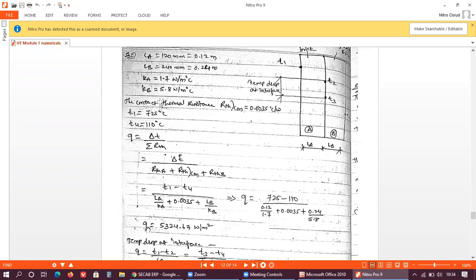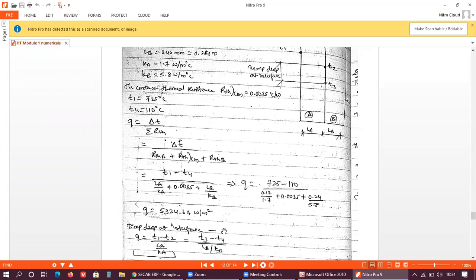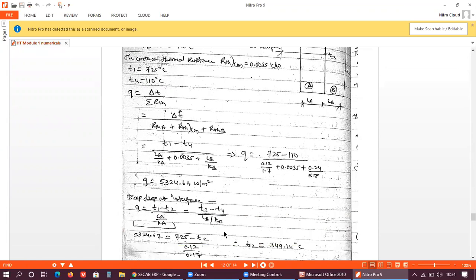So you will get Q equal to 5324.67 watt per meter square, right? So this is the value of the rate of heat transfer. Okay, one more thing is there, what is the temperature drop? Okay, temperature drop, look now.